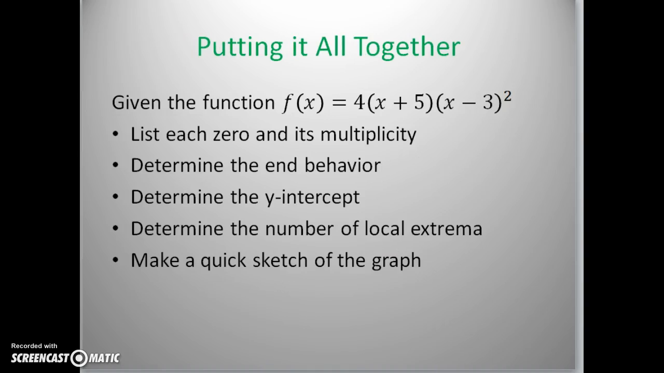Alright, so let's put this all together and think about everything we've learned so far about how to get information from the polynomial function and what that tells us about the graph. So we're looking at this function, f of x equals, I'm giving it to you in factored form, 4 times quantity x plus 5 times quantity x minus 3 squared. We want to list each zero and its corresponding multiplicity, determine the end behavior, which we talked about in the first video, determine the y-intercept, determine the number of local extrema, and then we'll make a quick sketch of the graph. It's going to be a really rough sketch because we really can't get all of the information of the graph by just these characteristics.